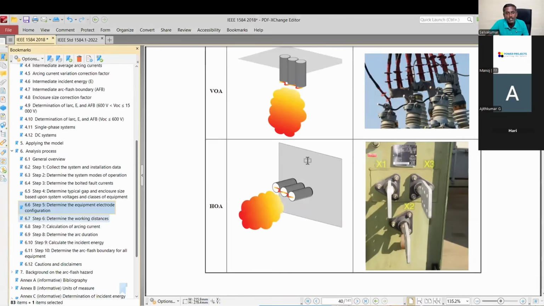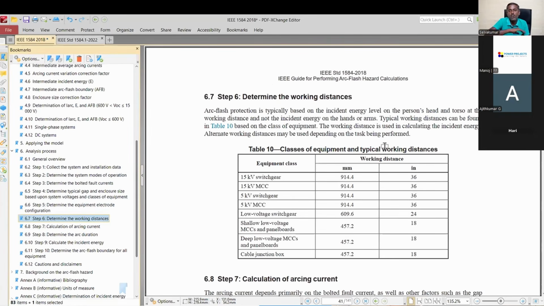Then you need to find out the working distance. If the working distance is not known, the standard gives you the working distance. Nowadays nobody is using any working distance apart from the standard value, but if the working distance in the field is known, you have to use the actual working distance. Arc flash protection is typically based on the incident energy level on the person's head at the working distance and not the incident energy on the hands or arms. It is on the person's head, from the distance at which the arc occurs.